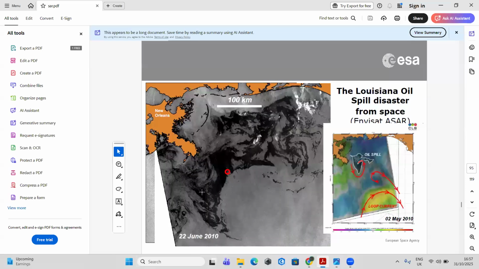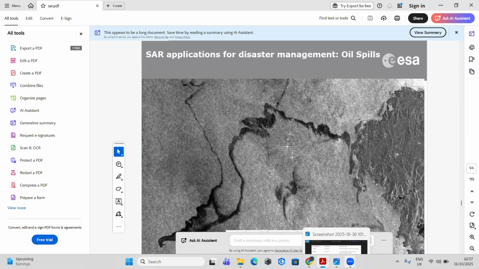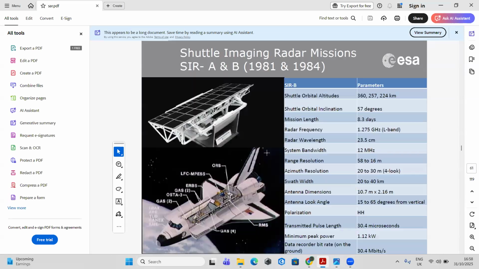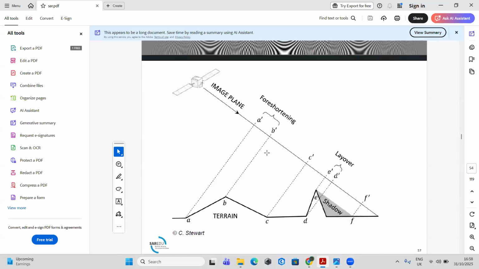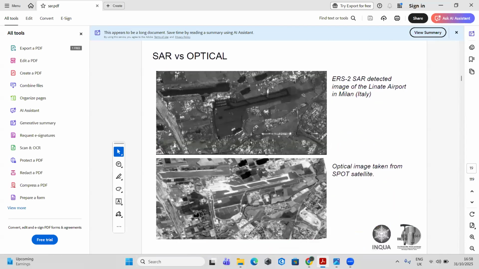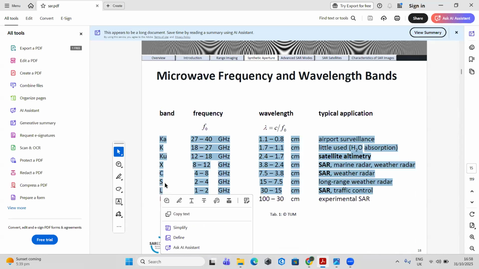Just want to understand, SAR is a band, right? Yesterday we were discussing the same SAR we are discussing right now, right? SAR means satellites based on microwave radar, synthetic aperture radar. Satellites based on these bands are called SAR.